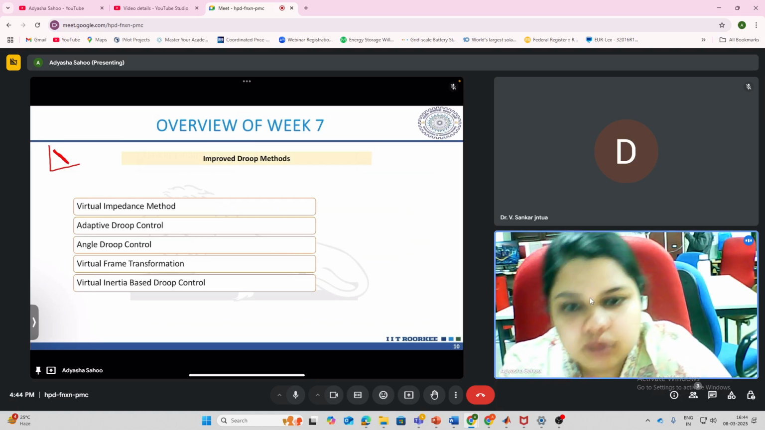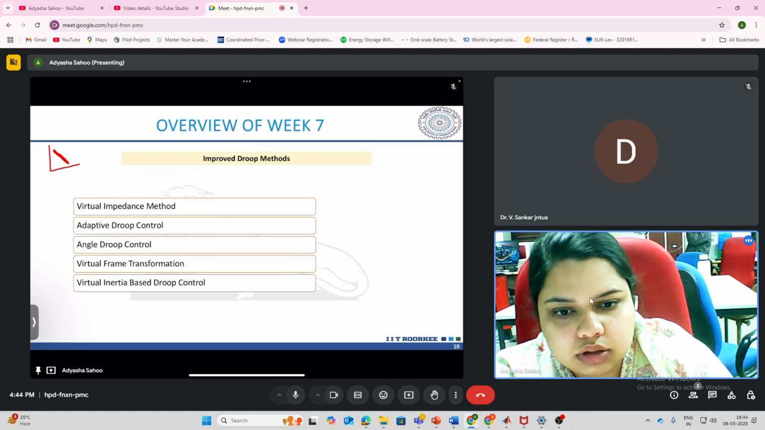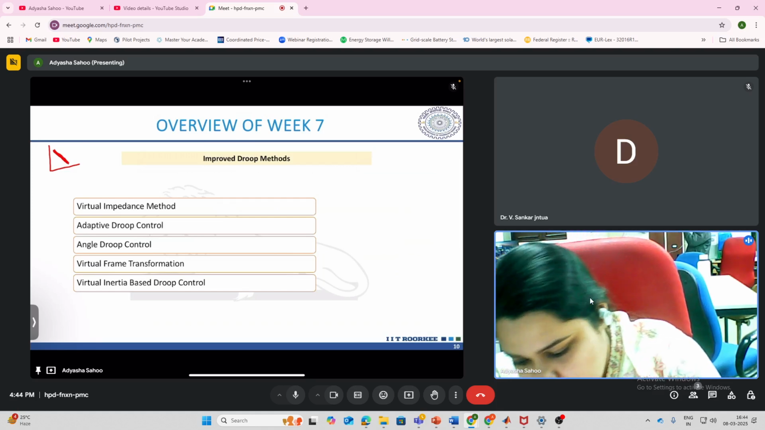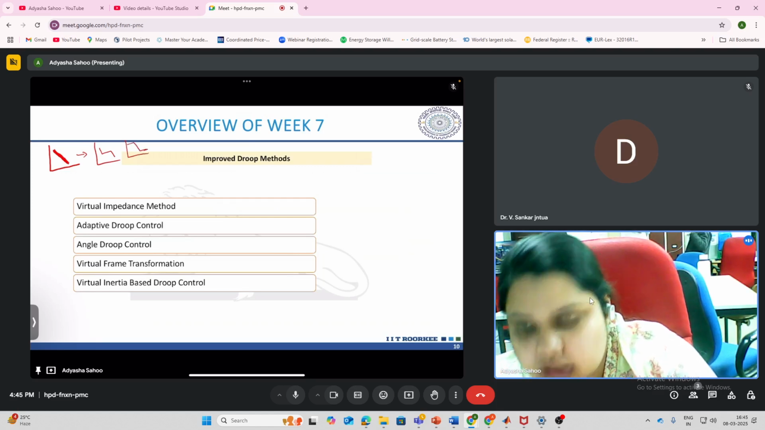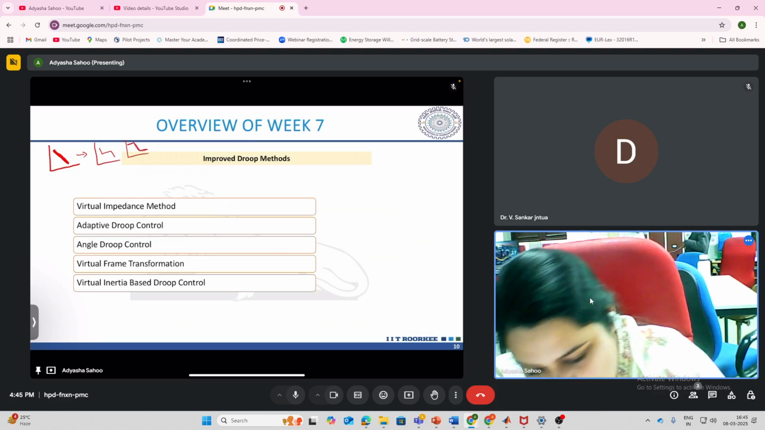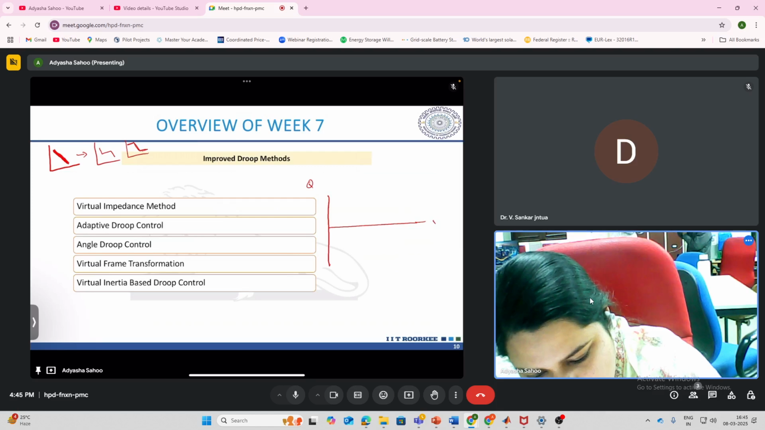So what we do in adaptive droop control is we change these characteristics. Basically, in the context of reactive power and voltage, we change this characteristic to something like this way or this way. Depending upon the application, you can change these droop characteristics. So let's say this is Q, this is V.